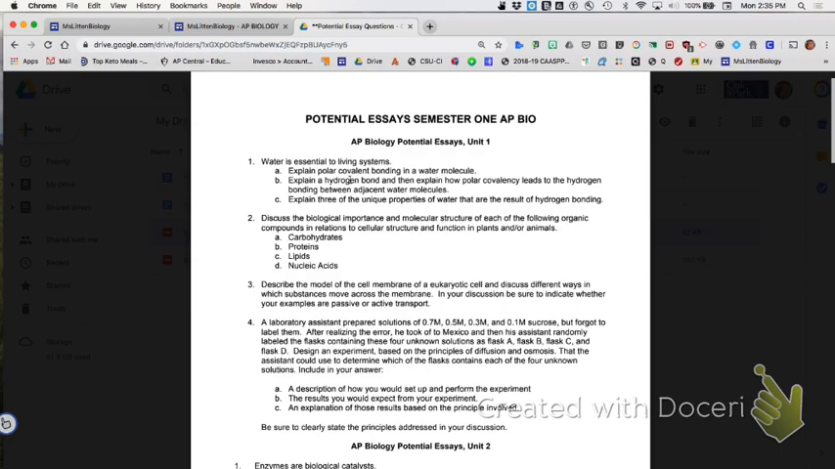Boom. Okay, B, explain a hydrogen bond. Let's not even do the 'and then' yet. Explain a hydrogen bond. That would be between what? Two molecules, right? Two different molecules. They are not covalently bonded together. Well, I take that back. You could have a molecule that's folded back on itself, and then you could have a hydrogen bond between parts of it.